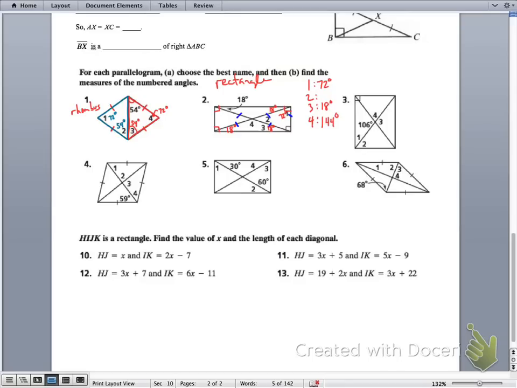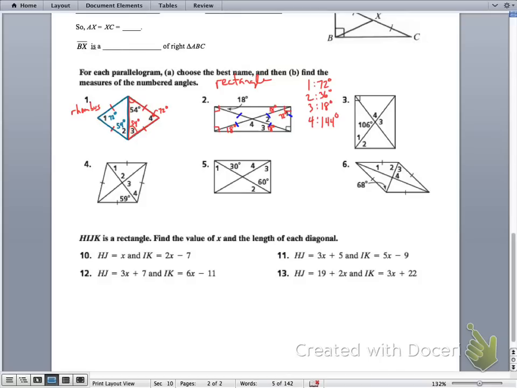And then, well, if this is 72 degrees, then this is 72 degrees. We can figure out angle 2, or if we know angle 4, those are supplementary. There ends up being a bunch of different ways you can work your way around these guys. All right, let me get you started here on number 3.